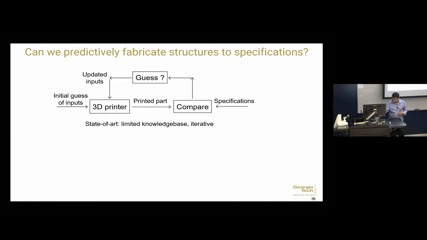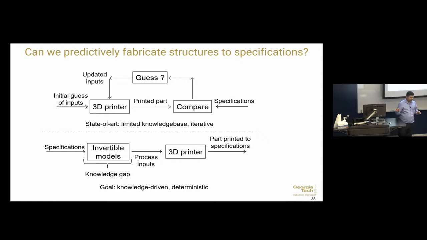What we want to do is convert this into a deterministic process, where you know enough about the process that you go in with your STL, you figure out what your input should be, provide that input, and with the first run, you'd get parts to specifications. We are nowhere near that, and some of the work we are doing with the NSF Carrier Award project is figuring out the process knowledge gaps that tell us how to deterministically print a part based on this STL, so this should be the inputs that you want to give.